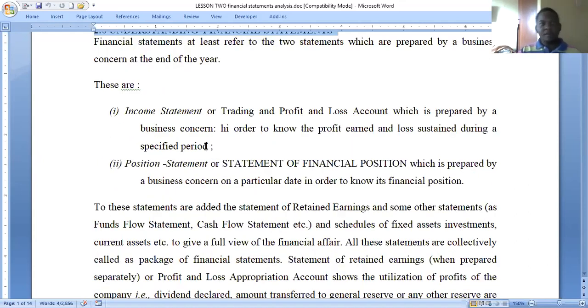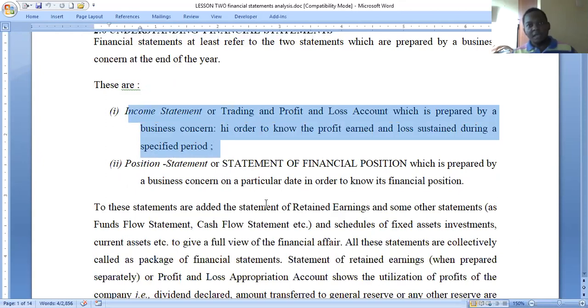So we have the income statement. The income statement is otherwise also known as the trading and the profit and loss account, and it's generally prepared to show the profit of a business. So it shows the gross profit, the net profit, the income tax. It shows the revenues, the expenses. It basically shows the revenues and the profits that have been generated by a business within a particular period of time.